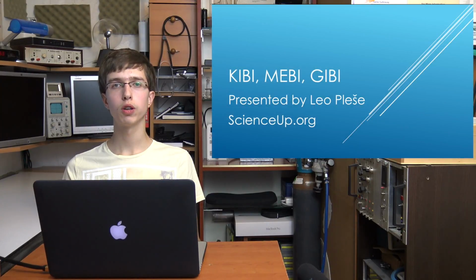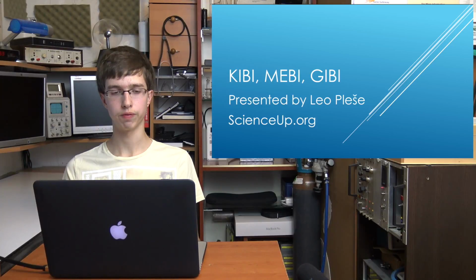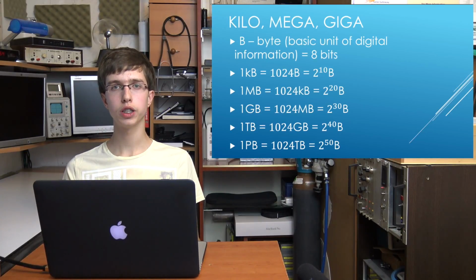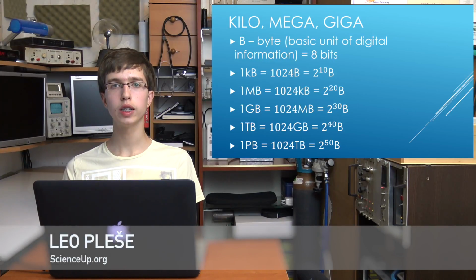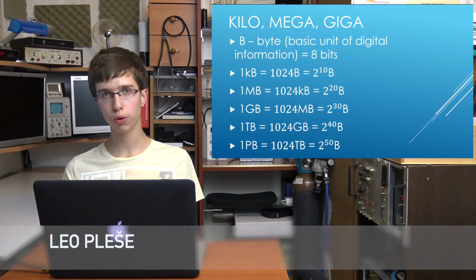Today we're going to talk about measuring units for computer data. The basic unit of digital information is byte. One byte has 8 bits, and one bit can have one of two values, 0 or 1.